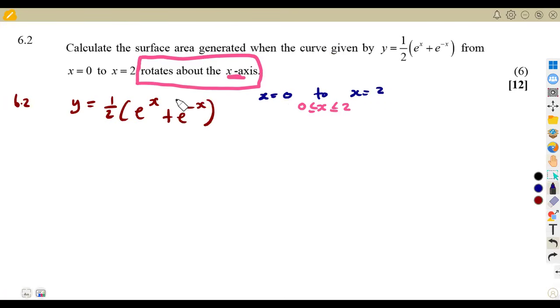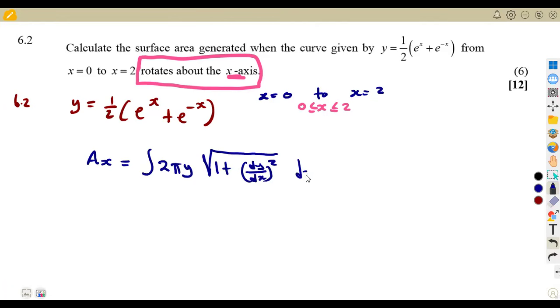So from this one, we said if it is rotating about the x-axis, our area with respect to x, which is our surface area, is going to be taken from 2 pi y like this. Then we're going to have the square root of 1 plus dy dx squared with respect to x. This is the area that we are supposed to have on a rotation about the x-axis.